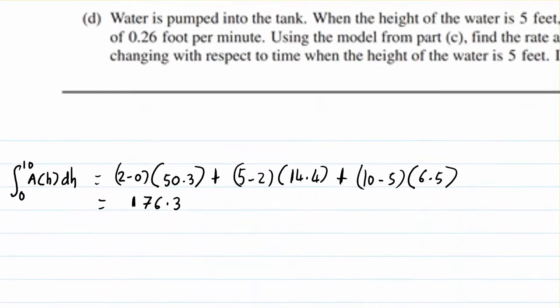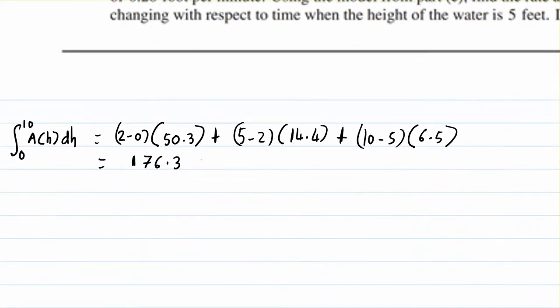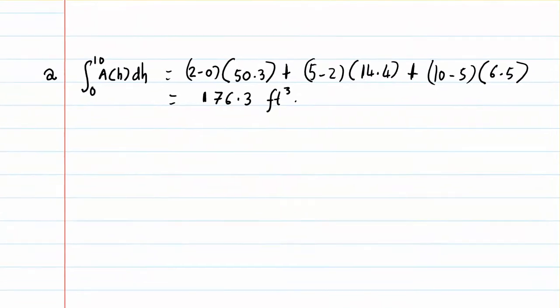Now for the units, we're multiplying the change in height by the cross-sectional area. We're finding the integral of that. So that's just the volume. So our volume is cubic feet, or feet cubed. So we have successfully answered A.